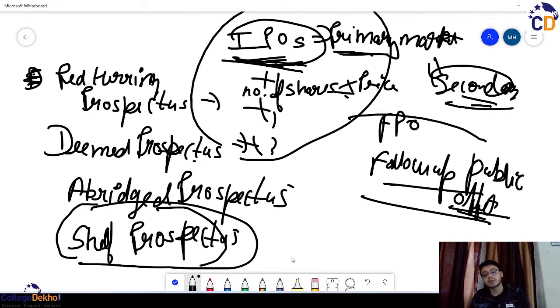The second one we talked about is the deemed prospectus. It is a document which is not a prospectus in reality, but is deemed to be a prospectus because it covers all the things the main prospectus does.